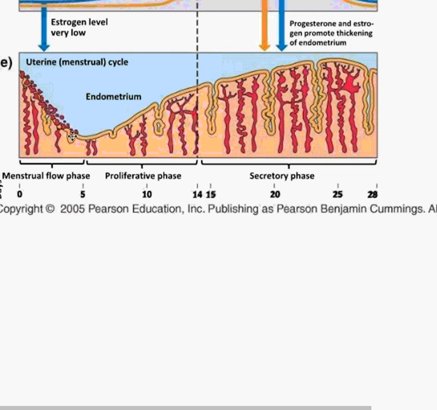Days 5 through 13 are called the proliferative phase. As you can see on this picture, in the proliferative phase, estrogen, which is released in another part of the body, we'll talk about in a moment, causes the new endometrium to be built back up. As you can see on this graph, that new endometrium basically serves as a cushion for the developing fetus, if that is to happen. Day 14 is called ovulation, which is simply the release of the egg. So on day 14 you have ovulation, the release of the egg.